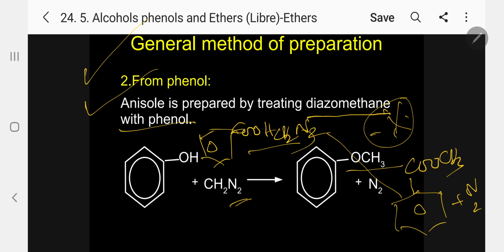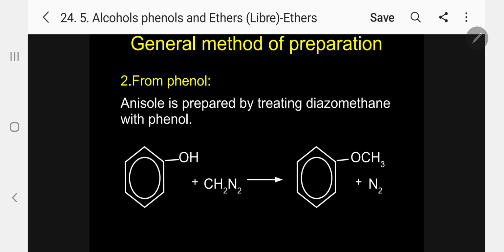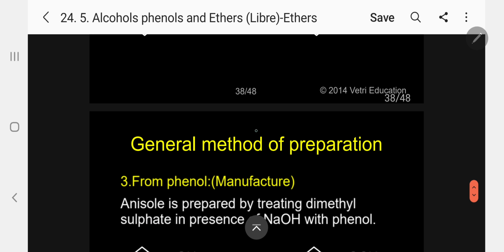If it is a phenol, ether. If it is an acid, ester. Please memorize this example. So, by the action of diazomethane, we are preparing anisole.